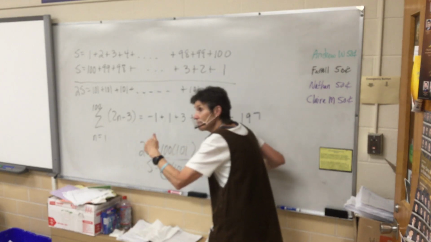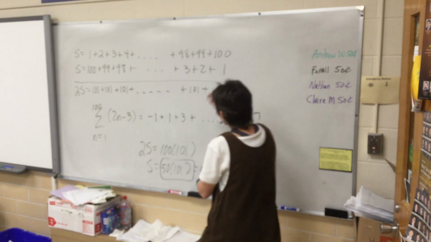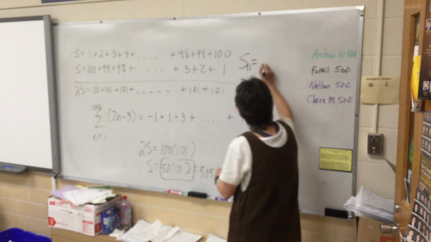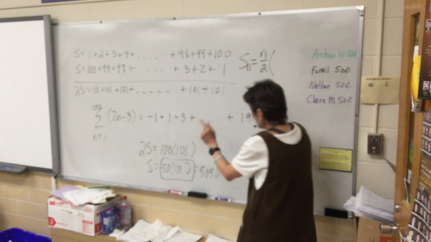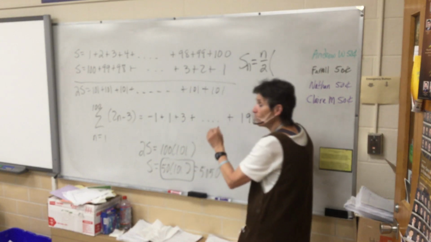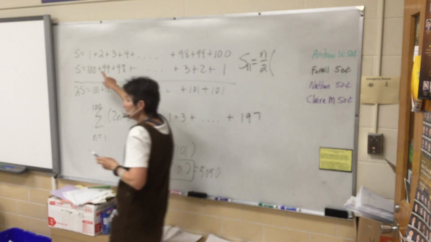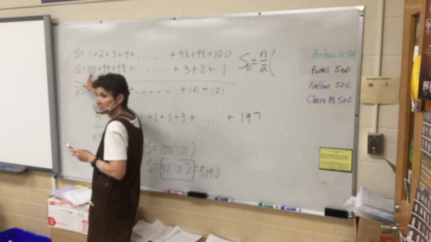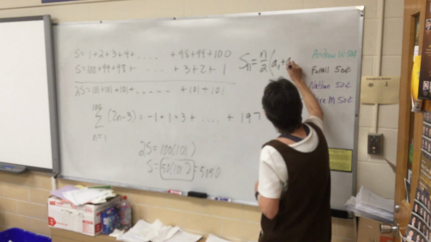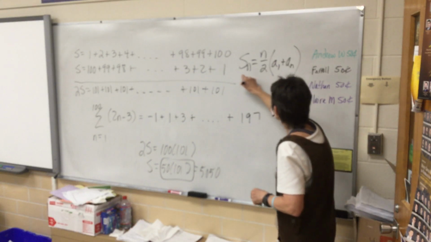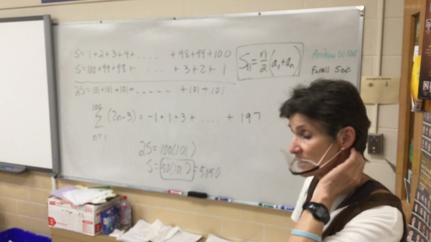The number of terms divided by 2. This was 100 divided by 2. So for us, if we want to add up, we're going to take half of the number of terms. And then he multiplied it by 101. Well, where did the 101 come from in his problem? It was the first term plus the last term. There is how you are going to add up any arithmetic series.